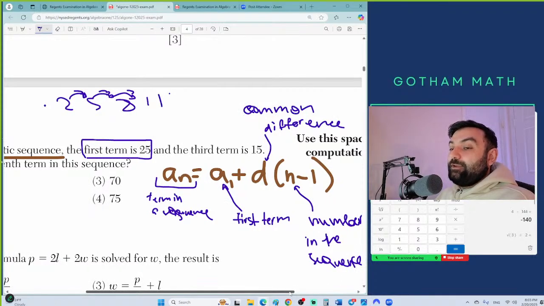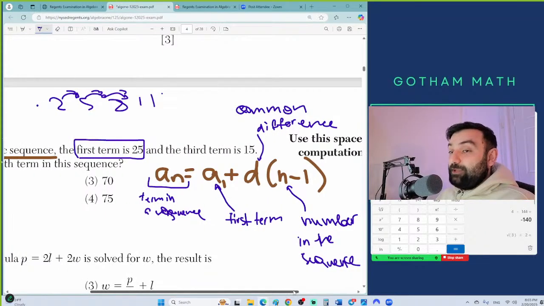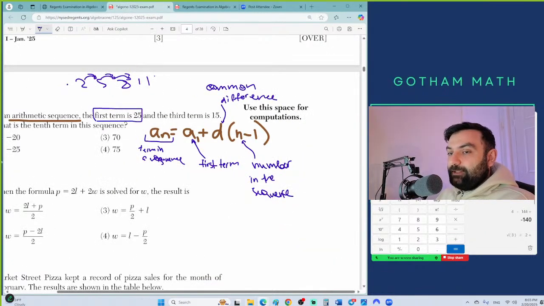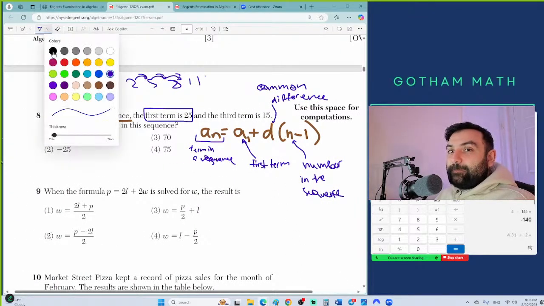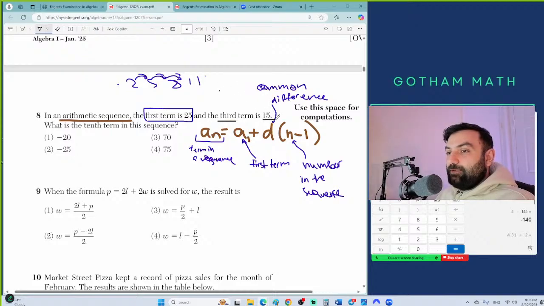The only thing is, you can't fill it in yet because you don't know the common difference, and you have to know how to find it. How do you find the common difference here? You subtract one of the terms that you have, like the third term, minus the first term. So the first term is 25 and the third term is 15. It doesn't matter if it's the fifth term, you still subtract the first term. You get 15 minus 25.